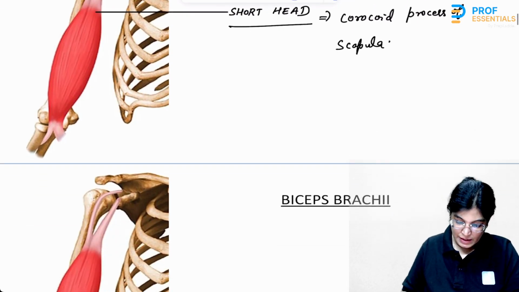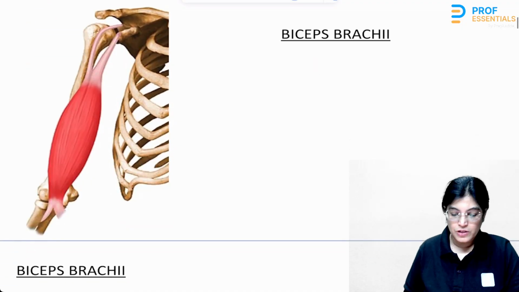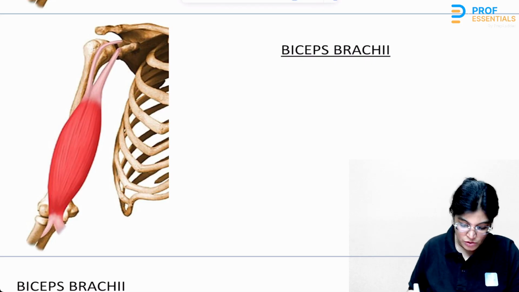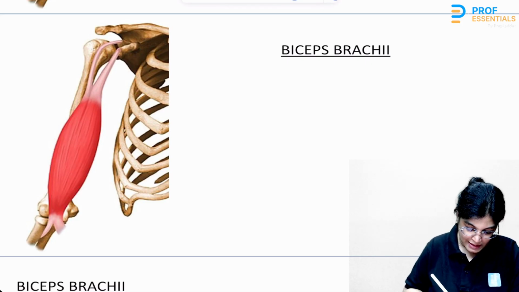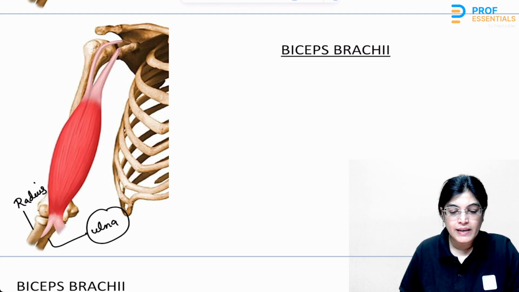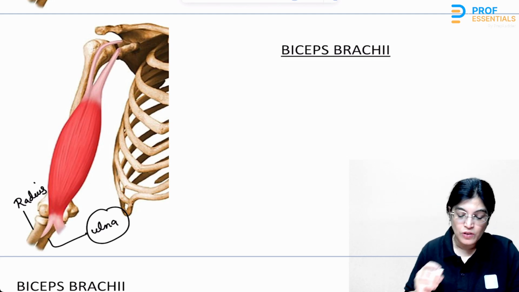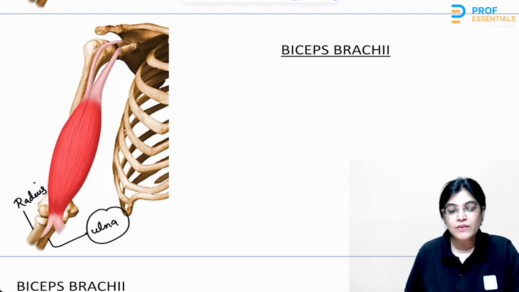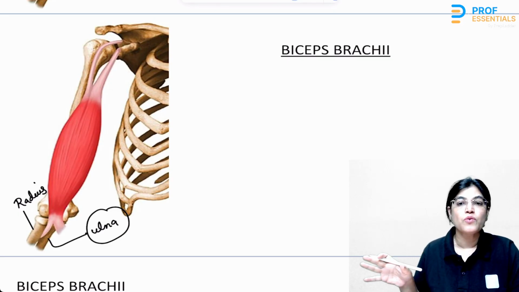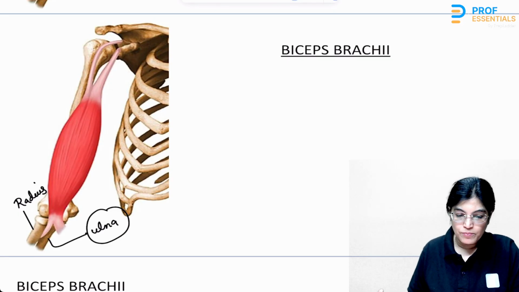Got it? Now after this, let's see the insertion. When I see this diagram, you can appreciate the insertion of the biceps brachii muscle. Here we can see the biceps brachii tendon is inserting. Which bone is this? This is the radius bone, and this is the ulna bone. Actually the tendon of biceps brachii inserts onto the posterior aspect of the radial tuberosity, and on the medial aspect it forms a bicipital aponeurosis which goes towards the ulna. That is important for the insertion.